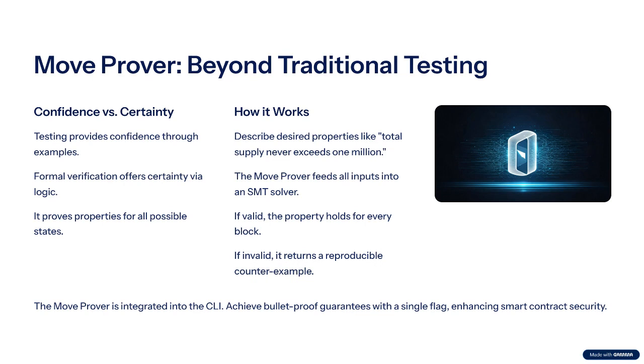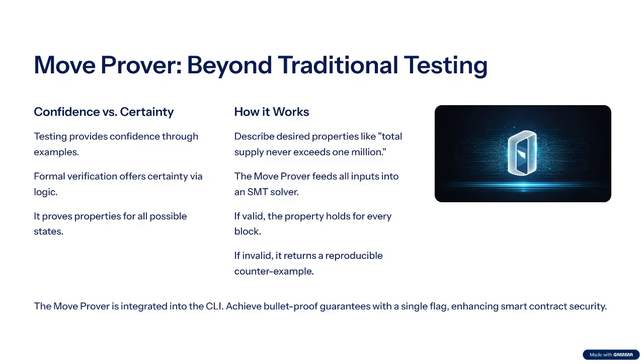Testing gives confidence by example. Formal verification gives certainty by logic. Instead of running a million inputs hoping to find the edge case, you describe the property you want: total supply never exceeds 1 million.